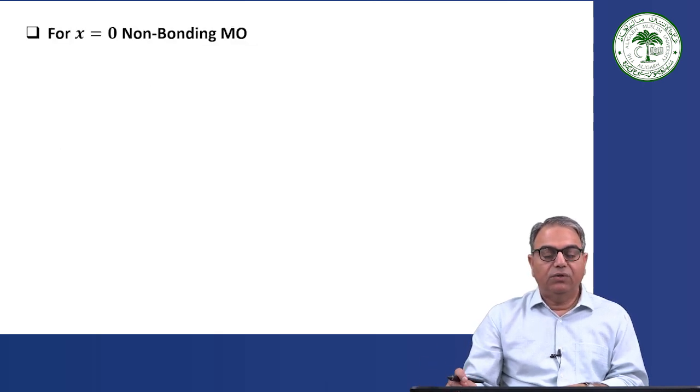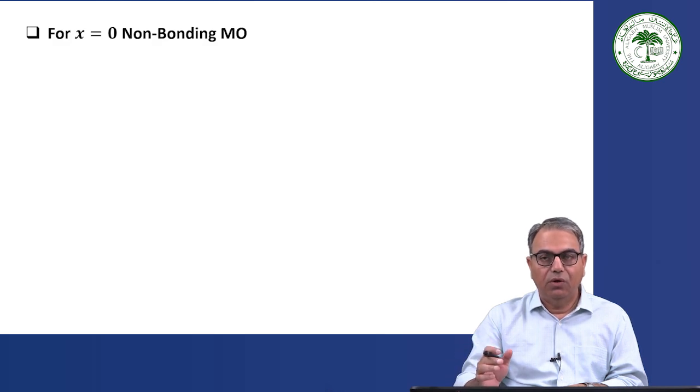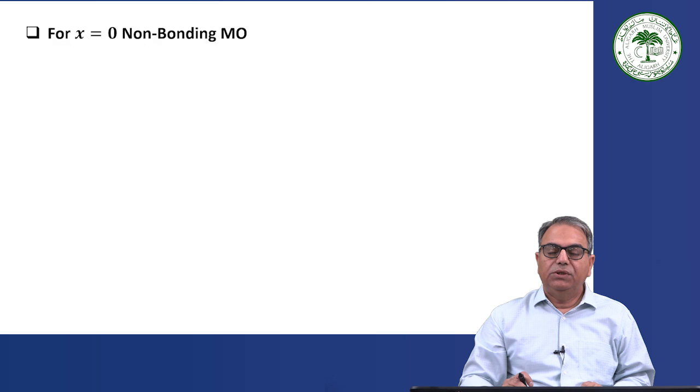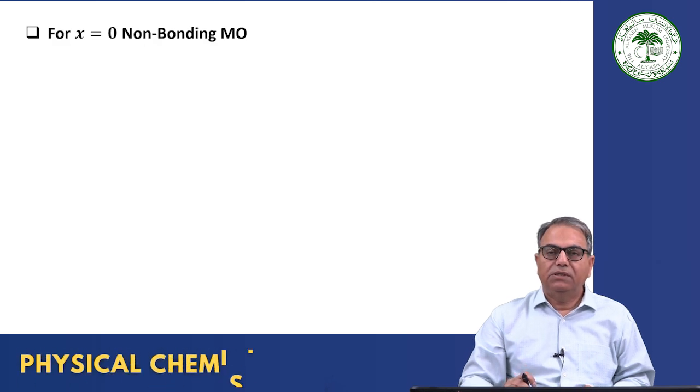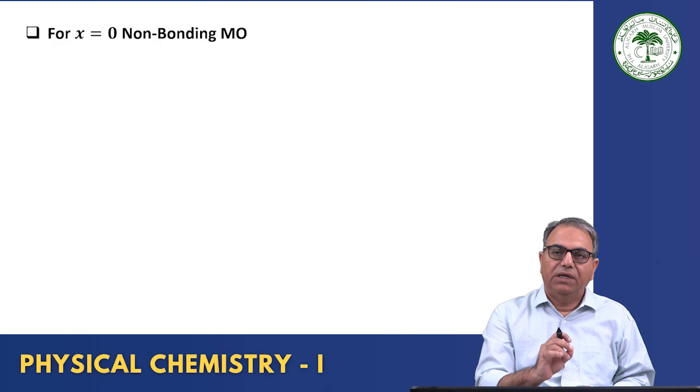If you take x is equal to 0, then you can write the eigenfunction of the non-bonding molecular orbital, provided you know the A1, A2 and A3 values, and the equation remains the same. So for x is equal to 0, the non-bonding molecular orbital, we can again find the A1, A2 and A3 values, and we can write the wave functions.